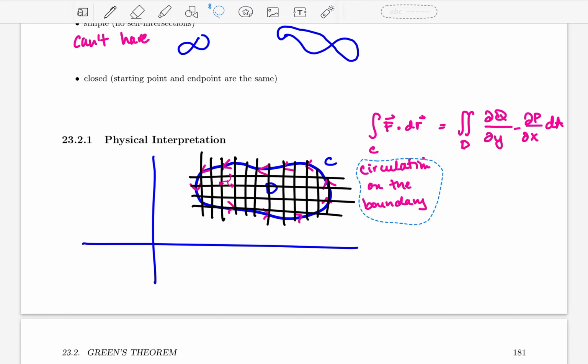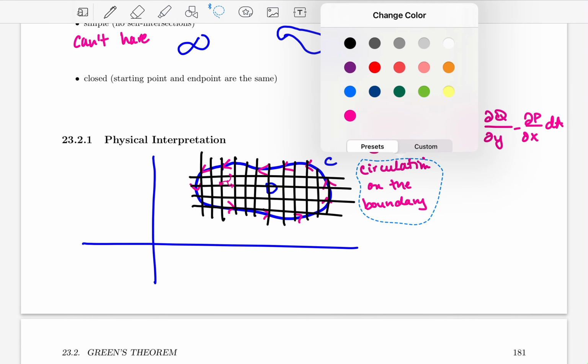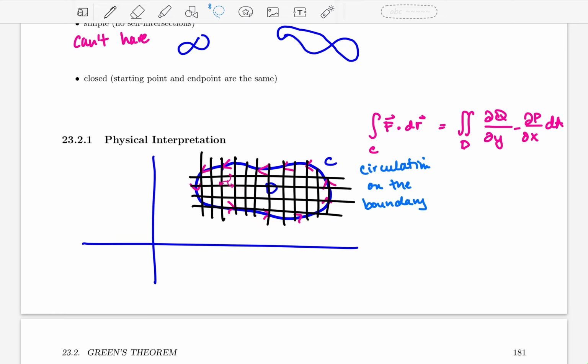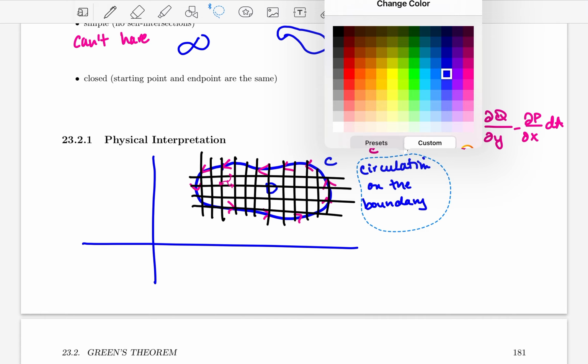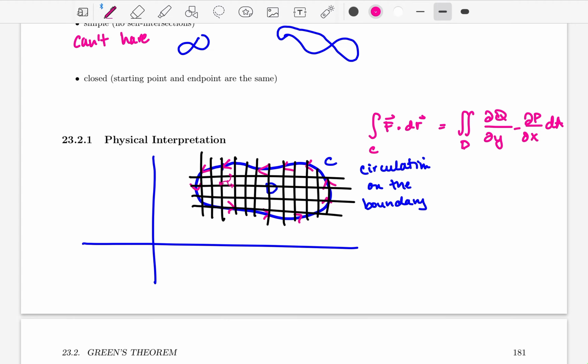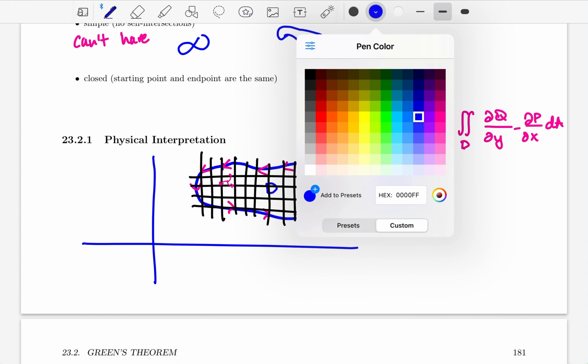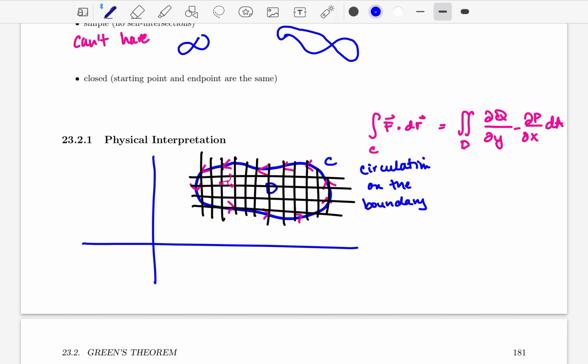So this is a circulation on the boundary, and this is not the correct shade. That's a circulation on the boundary, and then this is the circulation, the total rotation, the sum of all circulations inside the domain, okay? And this is just the total rotation. I'm going to say rotation, okay?